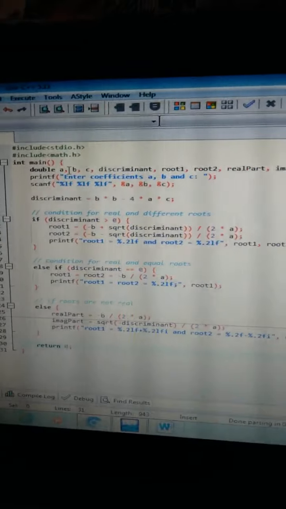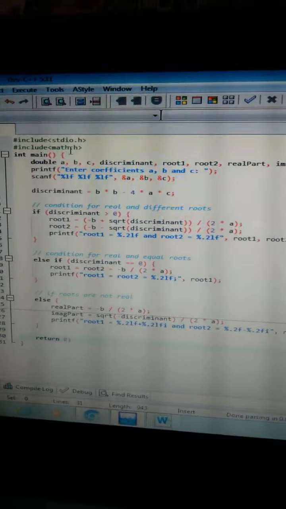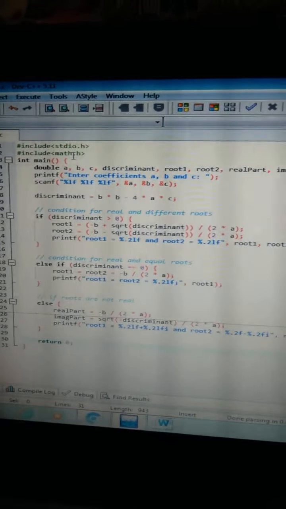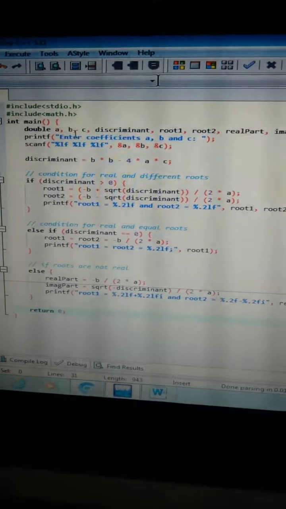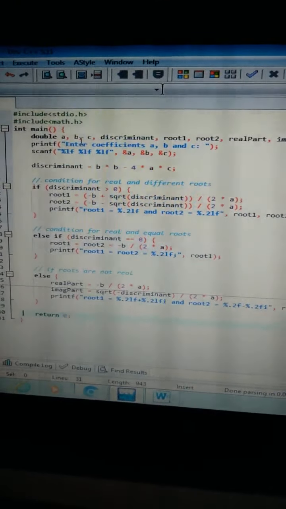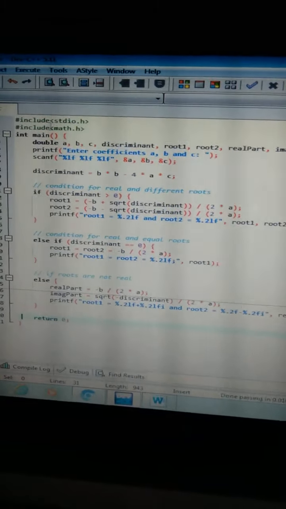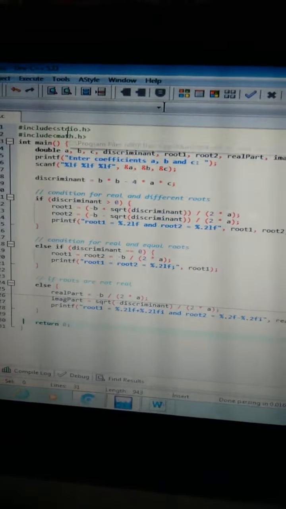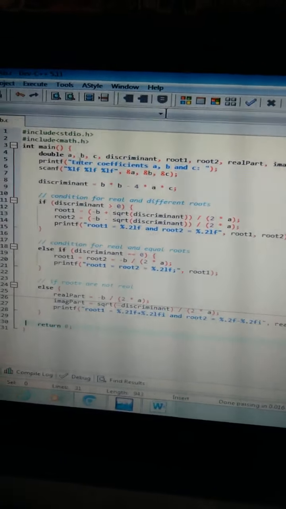This is the program. See here. First the header files, for square root and all, come. So here we use math.h, the header file which has all the requirements for doing mathematical calculations, and the standard input output header file stdio.h.